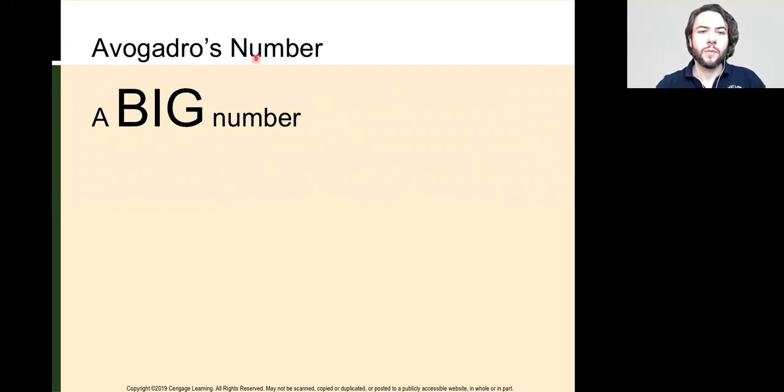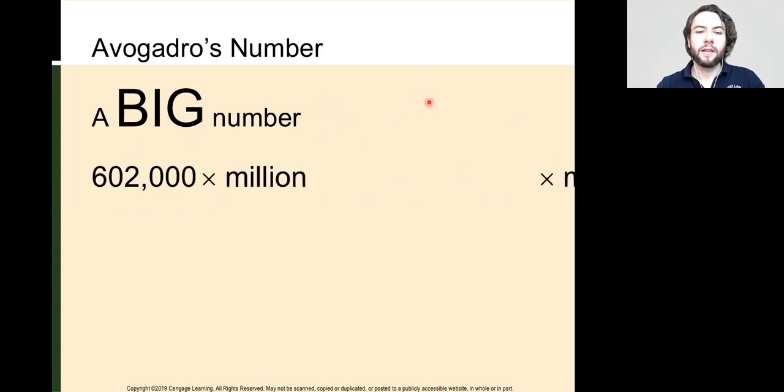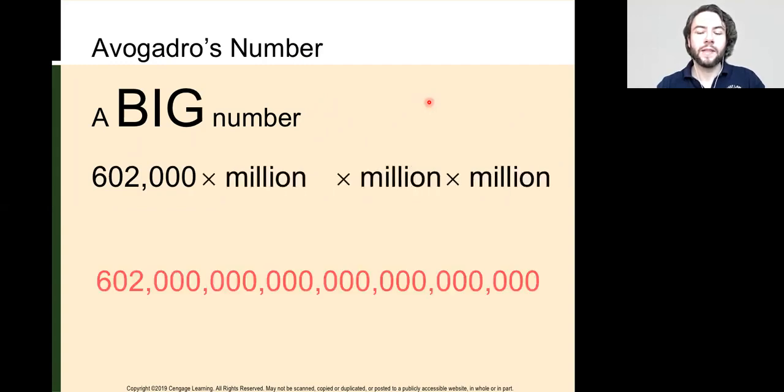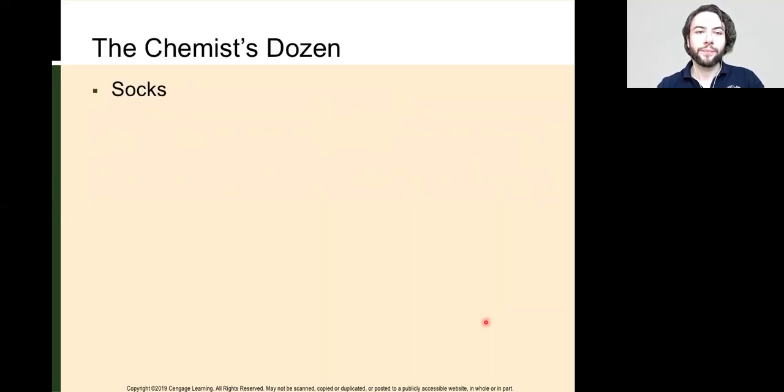So Avogadro's number, it's a really big number. It's like this much, which is a lot. So this is why we use scientific notation, because if you'd write out all of those zeros every time, it would take a long time. So it's the equivalent of the chemist's dozen.